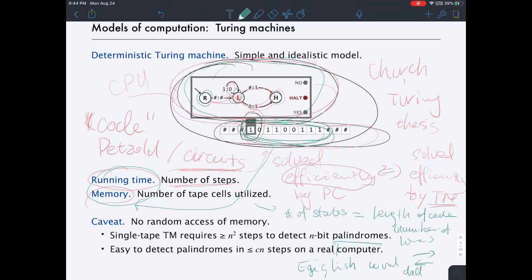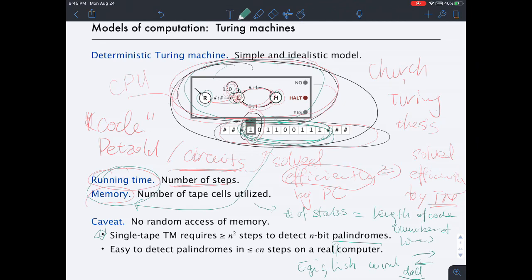So here is an example. The dad is actually a palindrome, right? The message over here says that if we want to write a program under this Turing machine model, then basically it's going to take us n squared running time to determine whether a string is a palindrome. But if you write that in C or C++ or Python, then this can be determined in linear time.